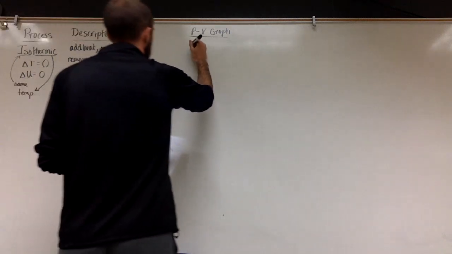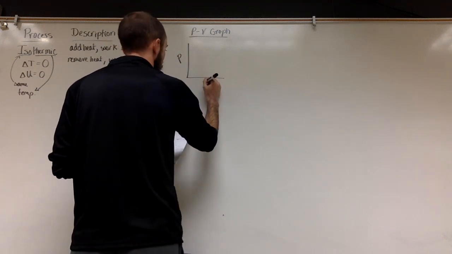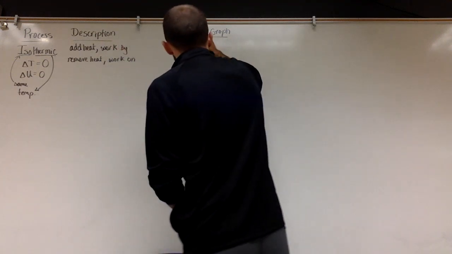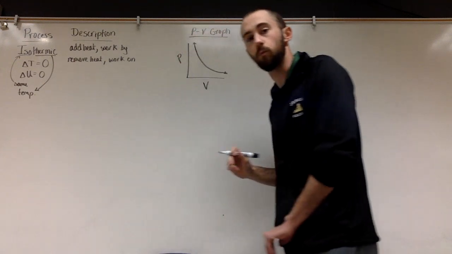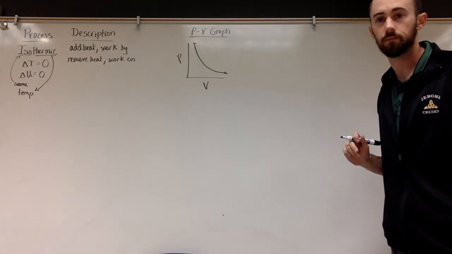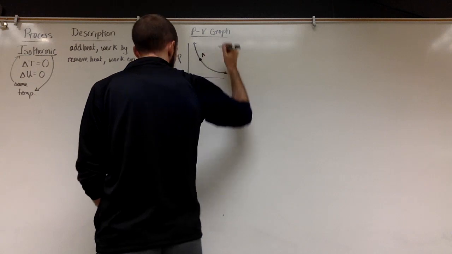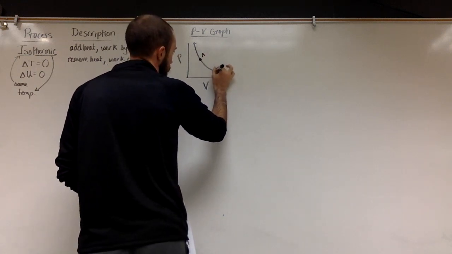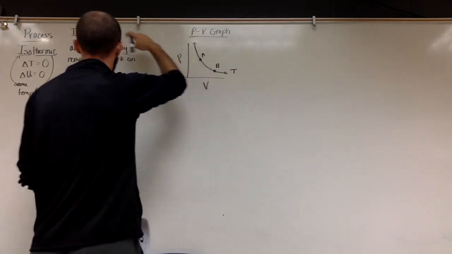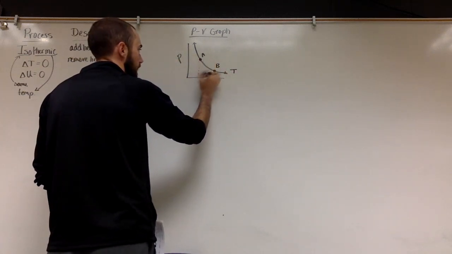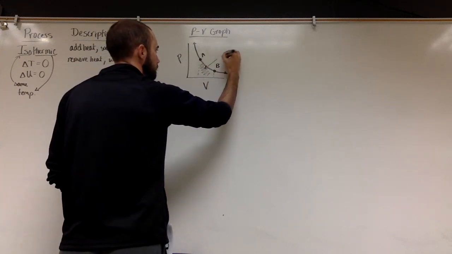So let's look at what the graph would be here. We have our PV graph. We have pressure here, we have volume down here. What you're going to see is that an isotherm makes one of these. This should look pretty familiar from what we've done with ideal gases. If here is point A, here's point B. These are all the same temperature because it's an isotherm. Then this area underneath right here, this is going to be the work.